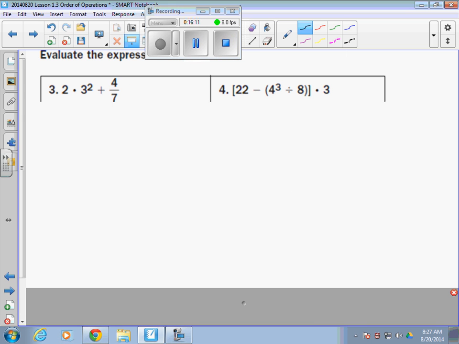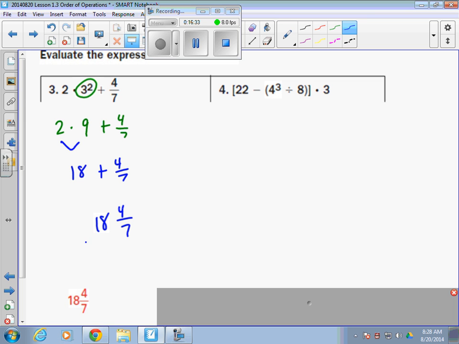Number 3 says 2 times 3 squared plus 4 over 7. 3 squared, you evaluate the power first. 3 squared is 9. 2 times 9 plus 4 over 7. 2 times 9, you do the multiplication next, is 18 plus 4 over 7, which is 18 and 4/7. I think we can leave it as a mixed number. That's the easiest way to do that, yes. 18 and 4/7.